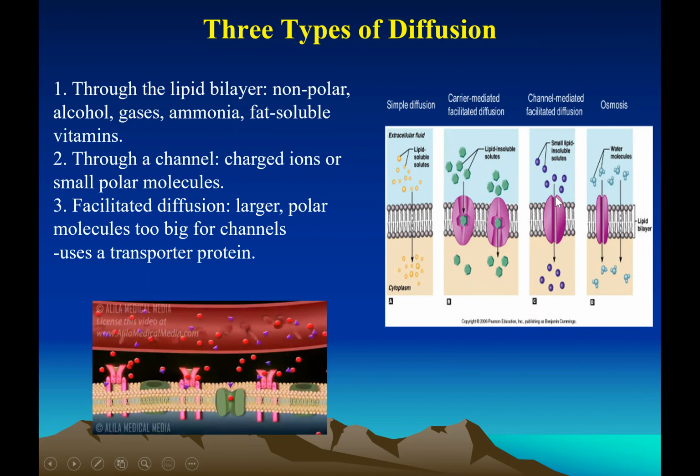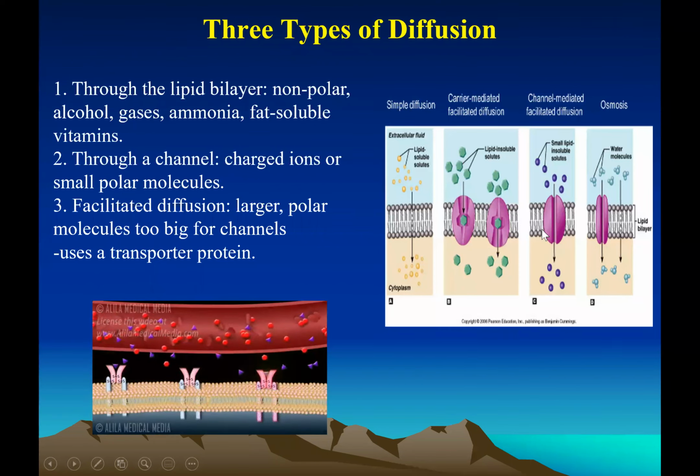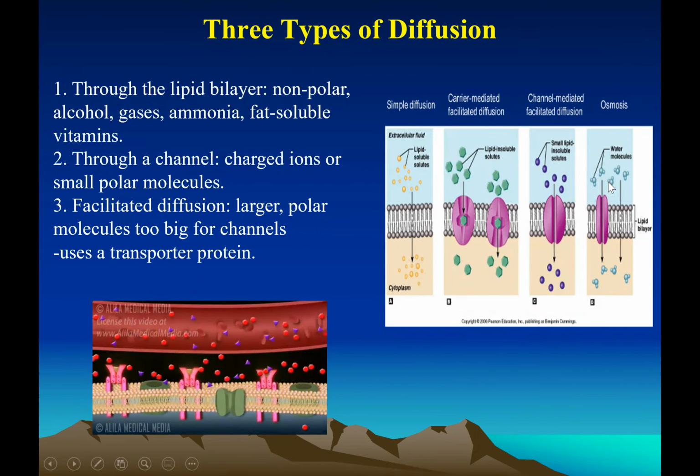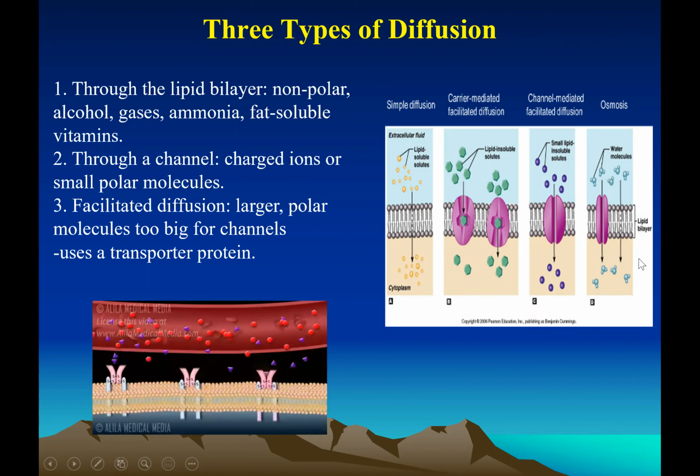If there is a protein channel, it's called a channel protein. So it is channel mediated facilitated diffusion. For example, water will use a protein called aquaporin to escort it to enter the cell. Again, no energy is required. And this is happening constantly across our cell membranes.